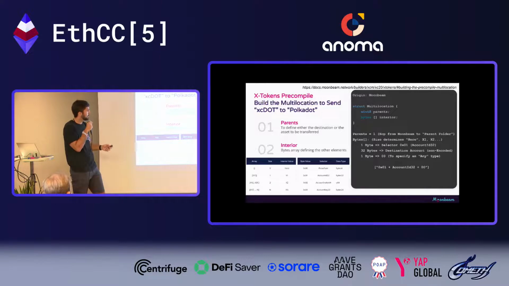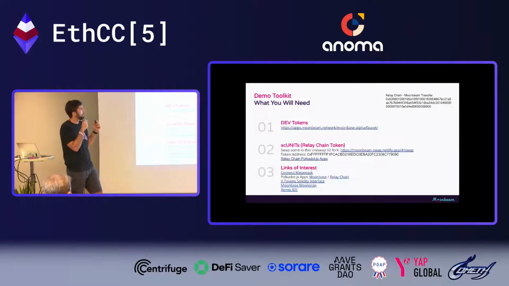All right. Cool. So for this little demo that I'm going to do, I still have about 10 minutes, so that should be fine. You actually have to go to the dev token faucet. Dev tokens is a testnet token that we provide. You can swap some tokens. We have a Uniswap v2 fork, so you can swap some dev tokens for XC Units. So XC Units is our DOT.